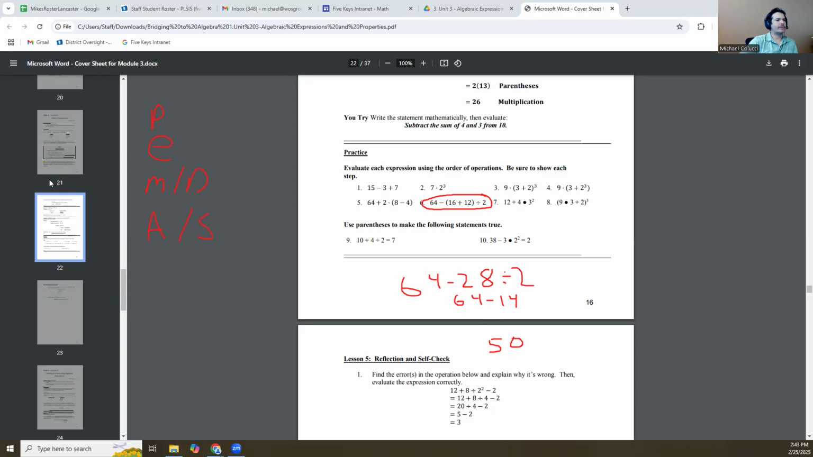Okay, let's look at this. Use parentheses to make the following statements true. Okay, I have two operations. Division would normally come first. So let's see what happens if I don't have parentheses. Well, 4 divided by 2 is 2, plus 10 is 12, and 12 does not equal 7. But if I do the addition first, 10 plus 4 is 14, divided by 2 is 7.